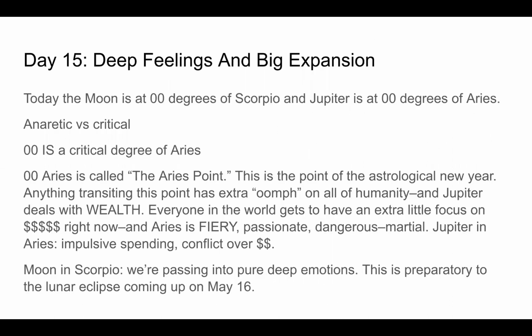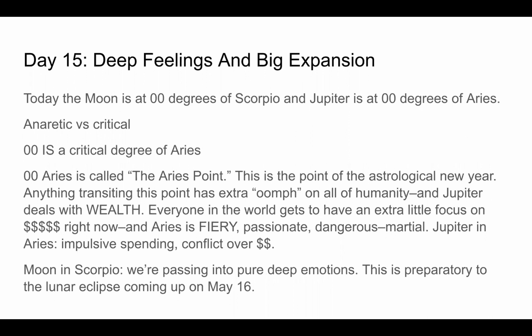We're almost done, guys. And today, the moon is at 00 degrees of Scorpio. It's passing that at about 7 o'clock a.m. Eastern time. And Jupiter is at 00 degrees of Aries today. And so I wanted to talk about this quick.